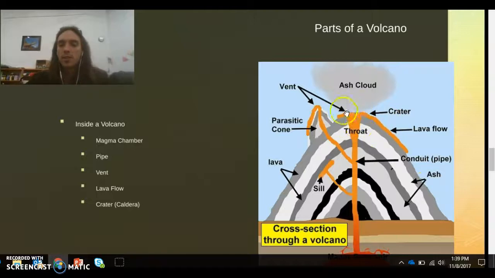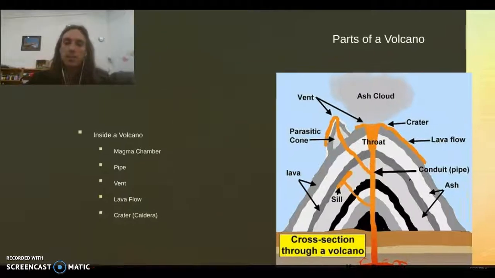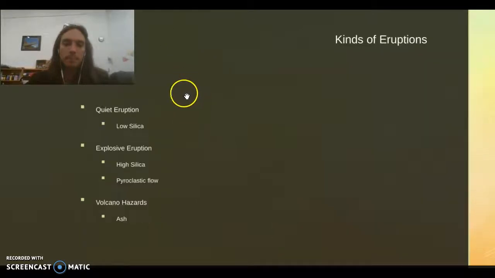The crater is kind of just like a hole in the top of a volcano. When it cools, they call it a caldera. So you're going to hear that word, but just know that the caldera is the cooled crater, and the crater is the hole that is created through magma activity coming out through a vent at the top of a volcano. So go ahead and just take a look at this volcano a little more in depth because there are going to be questions on the quiz about it.